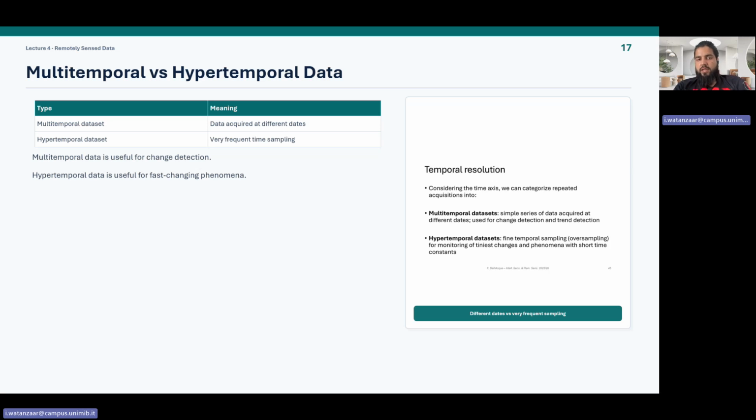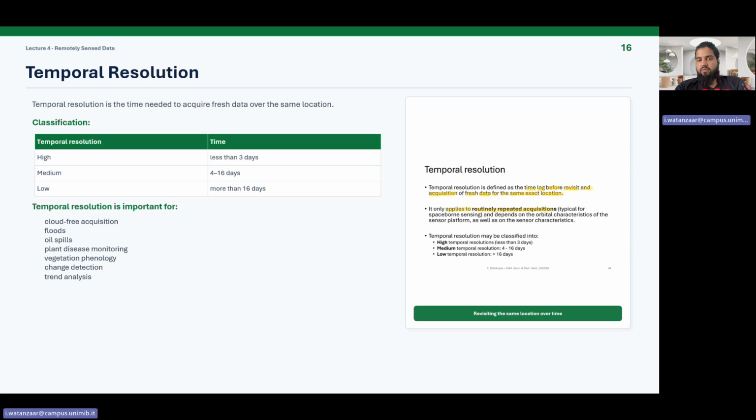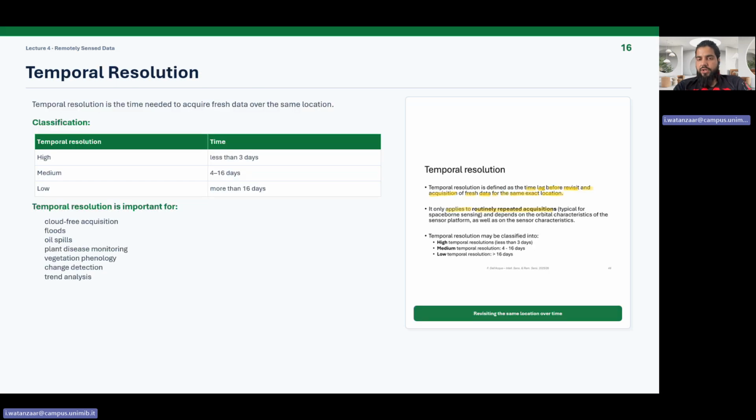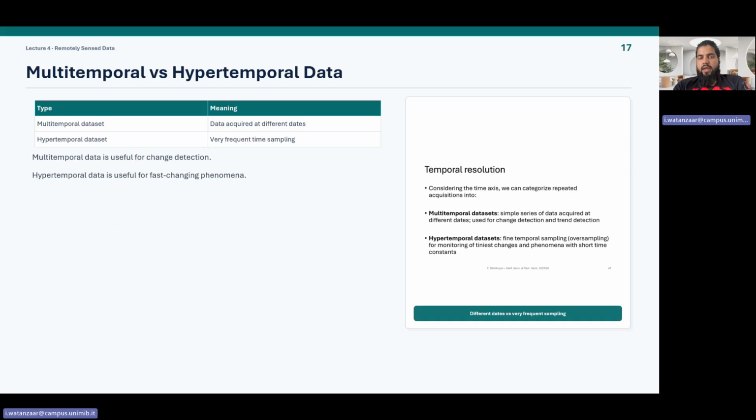So the multiple temporal data set, let's suppose we have acquired the multiple temporal data set, and the classification depends on which one it is. In the multitemporal case, data is acquired on different dates, like less than 3 days apart. In the hypertemporal data set, there is very frequent time sampling. Very frequent means more than multitemporal.